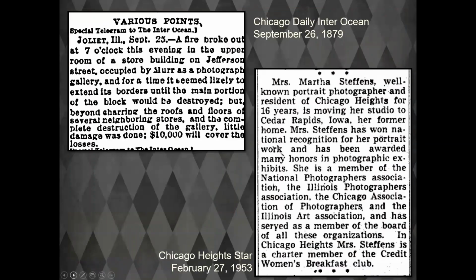So in this article, which dates to September 26th of 1879, tells me that a fire breaks out in Murr's studio and his entire collection is destroyed, that his gallery is insured for $10,000 and it should cover the cost. So my guess is 39 is the new address because a fire destroyed the studio in September of 1879.